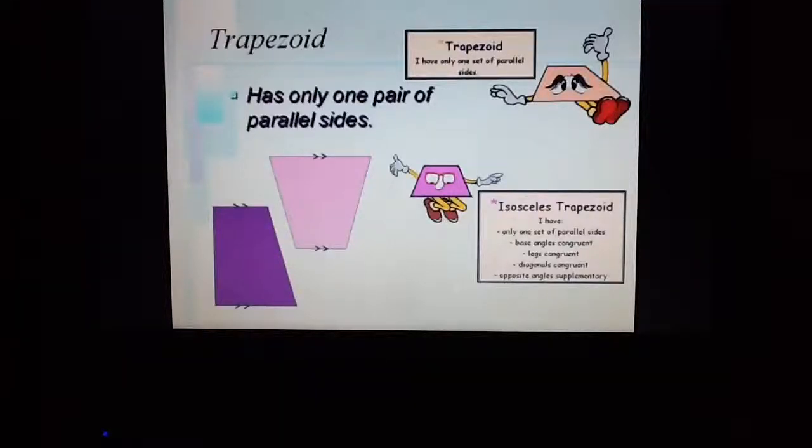So this shape is a trapezoid because it has one set of parallel sides and four sides altogether. Even though it has those two right angles, it still falls under that trapezoid category.